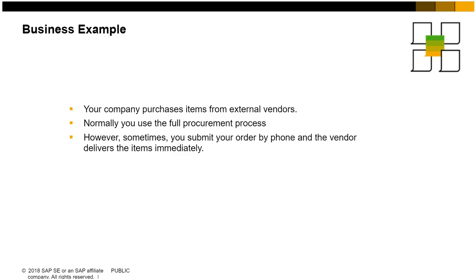Normally, you use the full procurement process. However, sometimes, you need items right away. You submit your order by phone, and the vendor delivers the items immediately. For the expedited process, you do not use the full purchasing process, instead you use just one purchasing document to keep the process as simple and quick as possible.